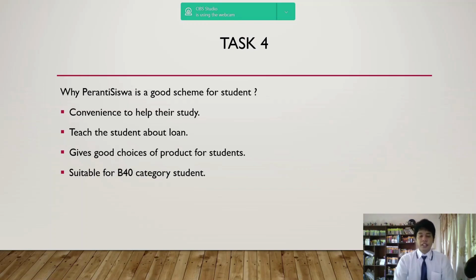And for the third reason, this scheme gives a good choice of product for students, such as the device itself, Lenovo Tab P11, which is not a high-end or high-spec device, but thankfully is suitable for students for their study, even though it's not a high-end product. So I believe this scheme is suitable for B40 category students.